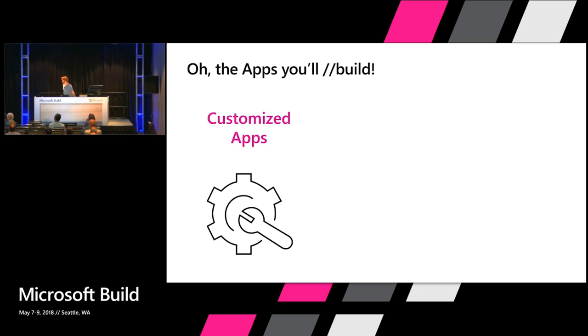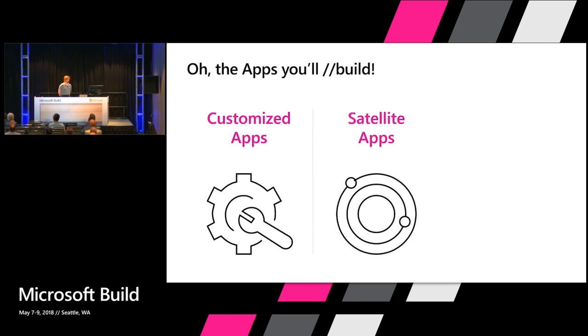And so with that in mind, let's talk about the types of applications you'll build. First of all, we see that a lot of times the quickest way to get started is to take an application that already exists, either built by Microsoft or some other third party, and just tweak it a little bit to meet your organization's need.